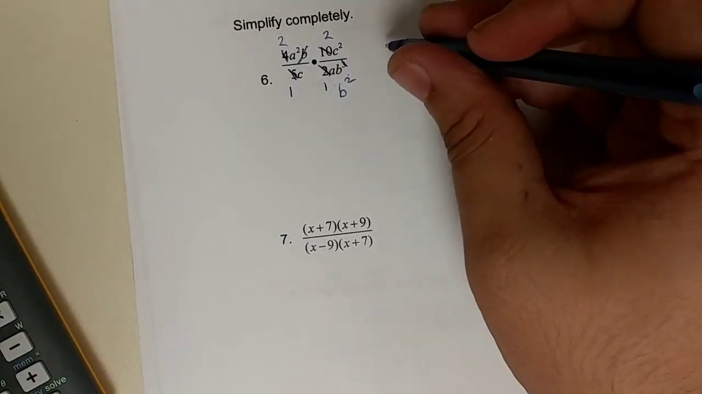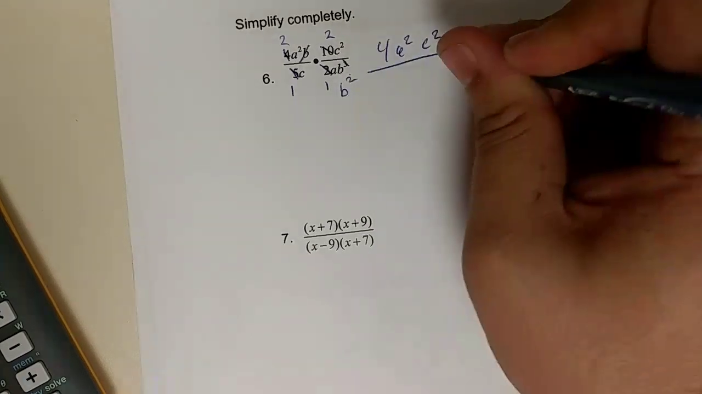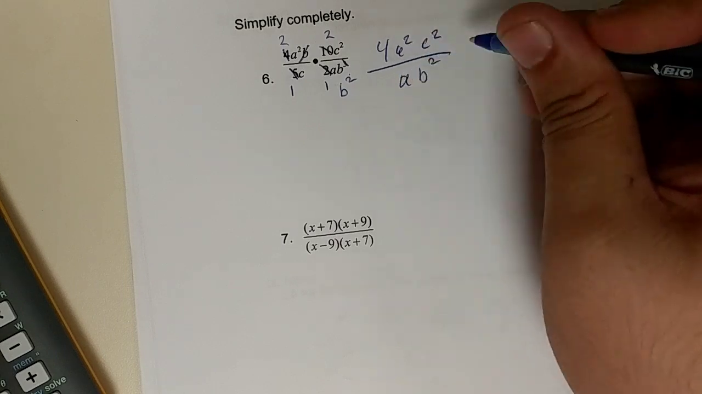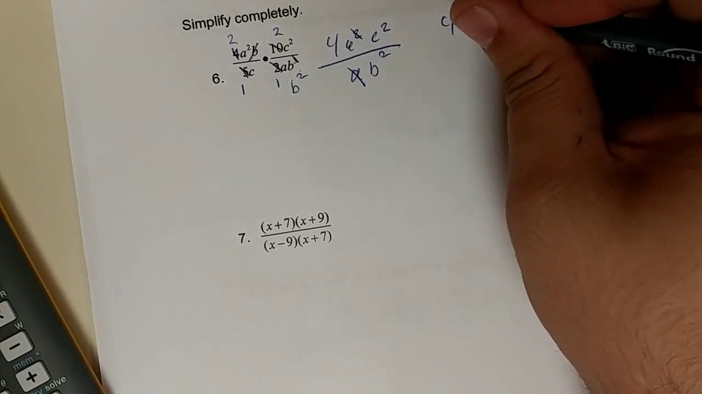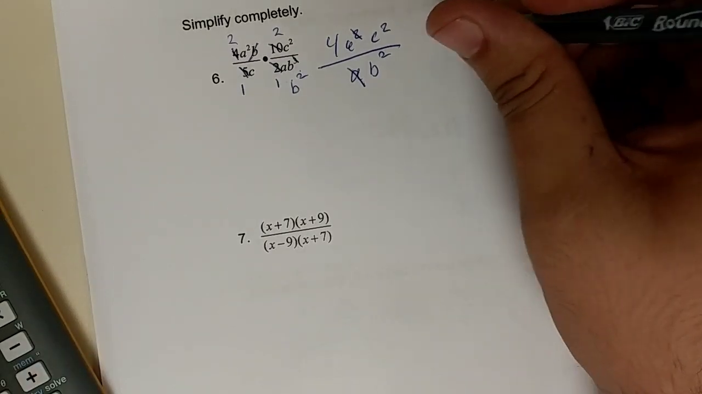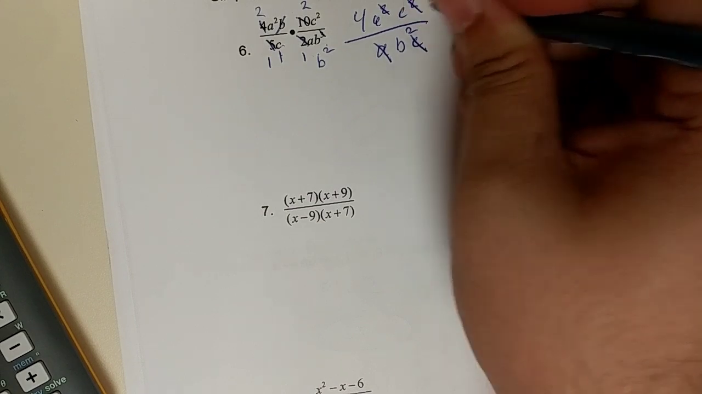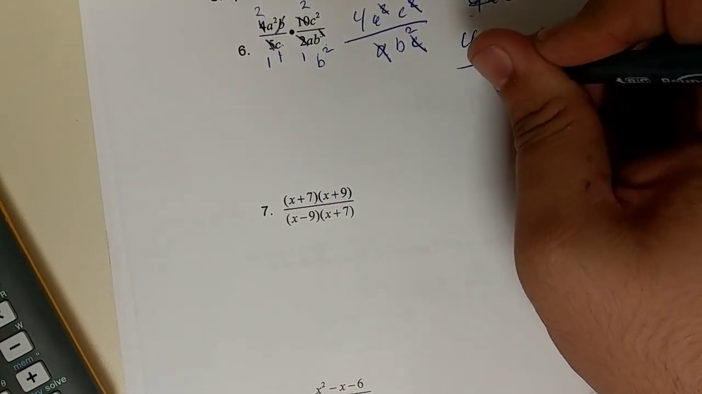So let me rewrite what I have right now. 2 times 2 is 4, a squared c squared over a b squared. I still have an a, so I can cross this out and reduce this to 1. So 4ac squared. Oh, and I had a c here, so cross this out, reduce this to 1. So your final answer is 4ac over b.